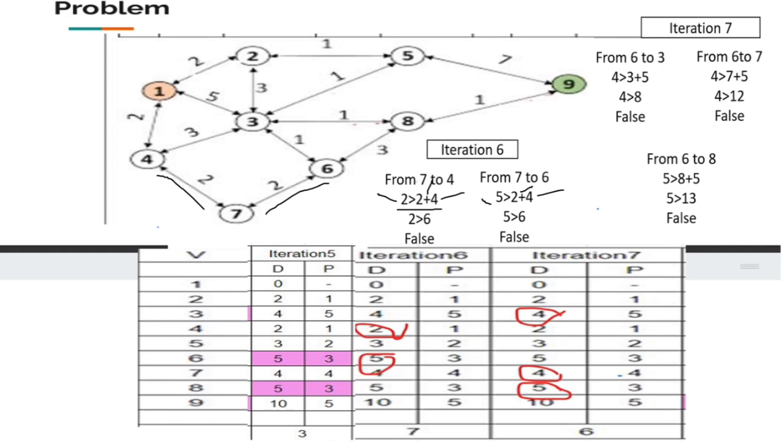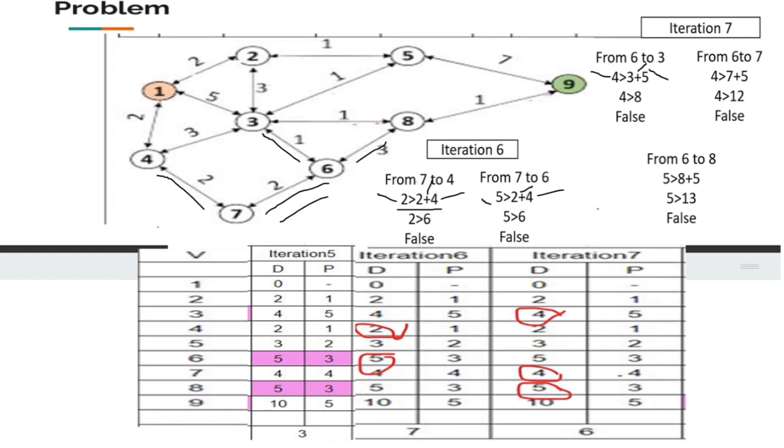Before going to iteration 7, we just need to check iteration 6. The smallest value is 5, which belongs to node 6. From node 6, it goes to 3, then 7, and then 8. Here the 6 to 3 distance is 3. The value of 6 from the table is 5, and the value of 3 from the table is 4. Here the 4 must be greater than 3 plus 5, but the 4 is less than 8, so the condition becomes false.